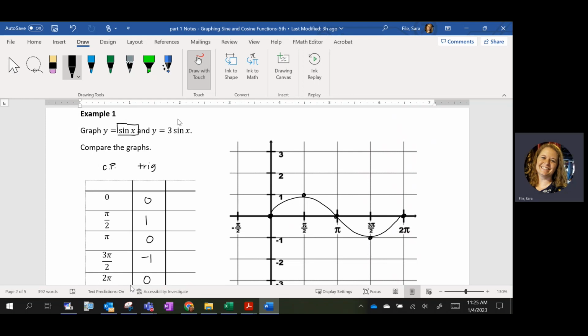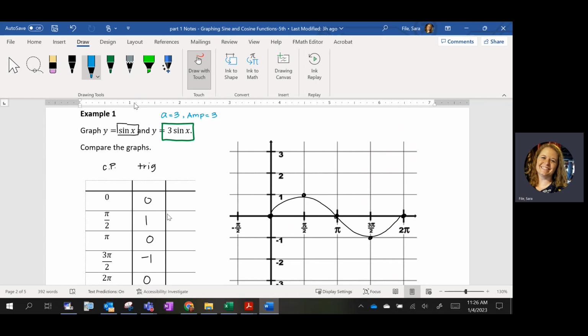Now we're going to figure out how that changes when we have this 3 in front. We want to graph 3 sine of x. So the a value is the 3. So it's being multiplied in front of the trig function. So what that tells me is my amplitude is 3, because the absolute value of 3 is 3, right? What's the amplitude of the parent function? 1, right? So this is going to have to get taller to have an amplitude of 3.